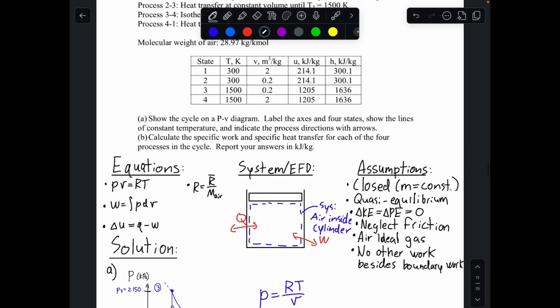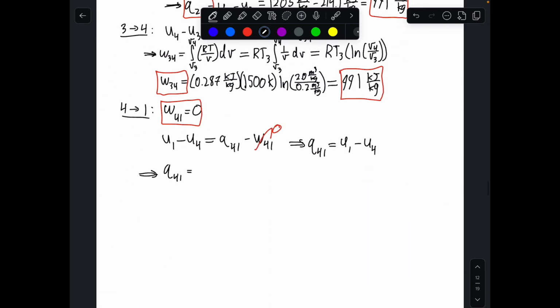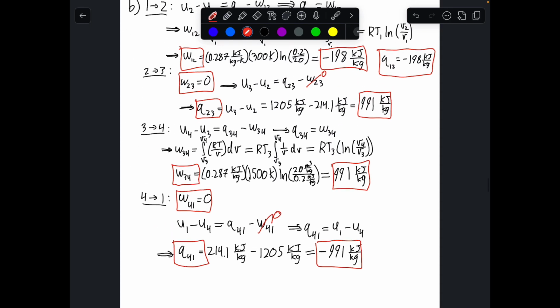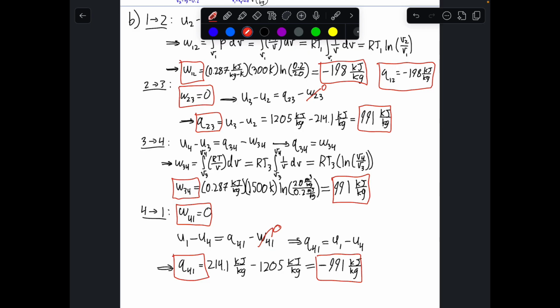sorry, that was 214.1 kilojoules per kilogram minus 1205 kilojoules per kilogram. And this should be equal to negative 991 kilojoules per kilogram. So this will be our final specific heat transfer for our process from 4 to 1. Okay, so a lot of calculation for this one.